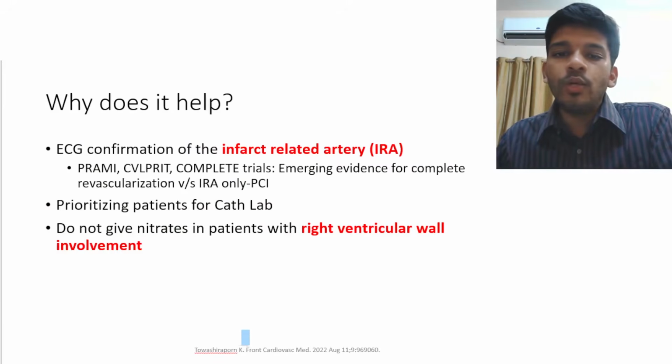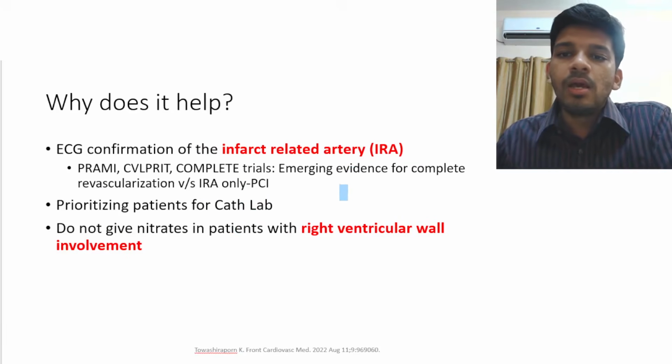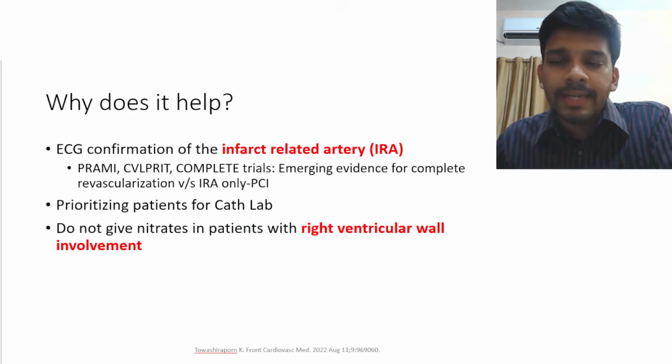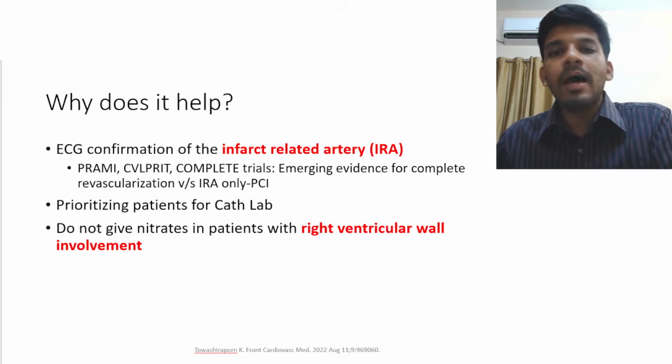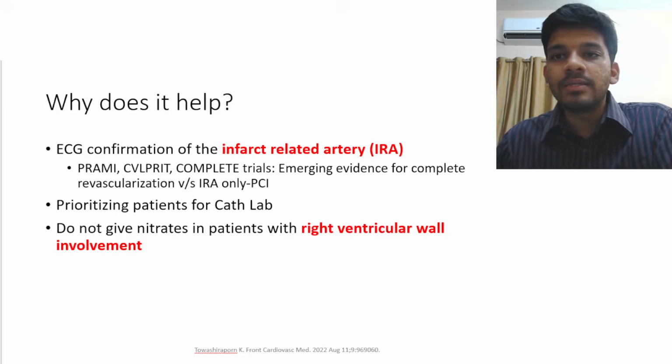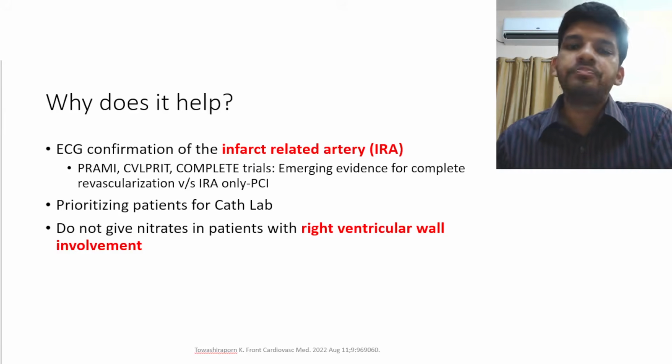So, how does it help? One, you get a confirmation of the infarct-related artery. There are new trials which give emerging evidence for complete revascularization, and we will discuss what the guidelines say towards the end. Other possibilities: assume 5 patients come to the cath lab and all of them have a presentation of an acute myocardial infarction. Looking at the ECG, if you are able to localize the infarct artery, you will be able to estimate the myocardium that is at risk. The patient with the most myocardium at risk should be taken up first for percutaneous intervention because time is heart. So in that case, you will be able to decide.